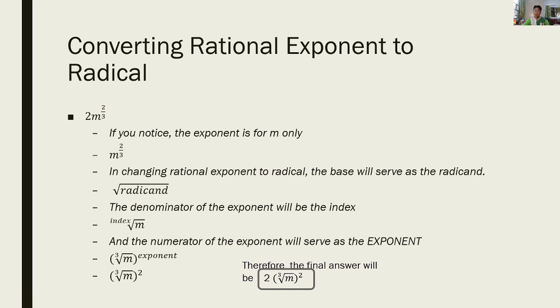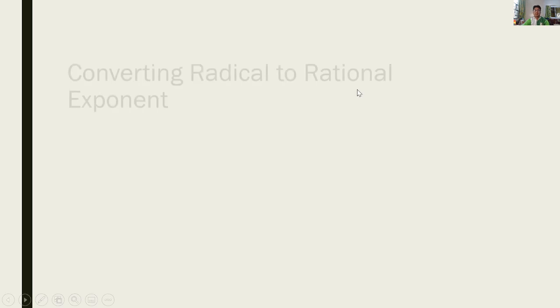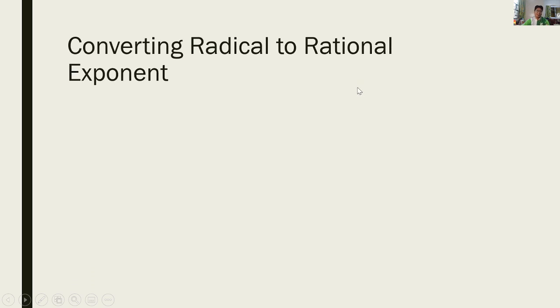Okay? So this is how we convert rational exponent to radical. Now, let's move on with a different setting. We have the given radical, and then we have to convert it to rational exponent, this one. That is the cube of the square root of 24xy.